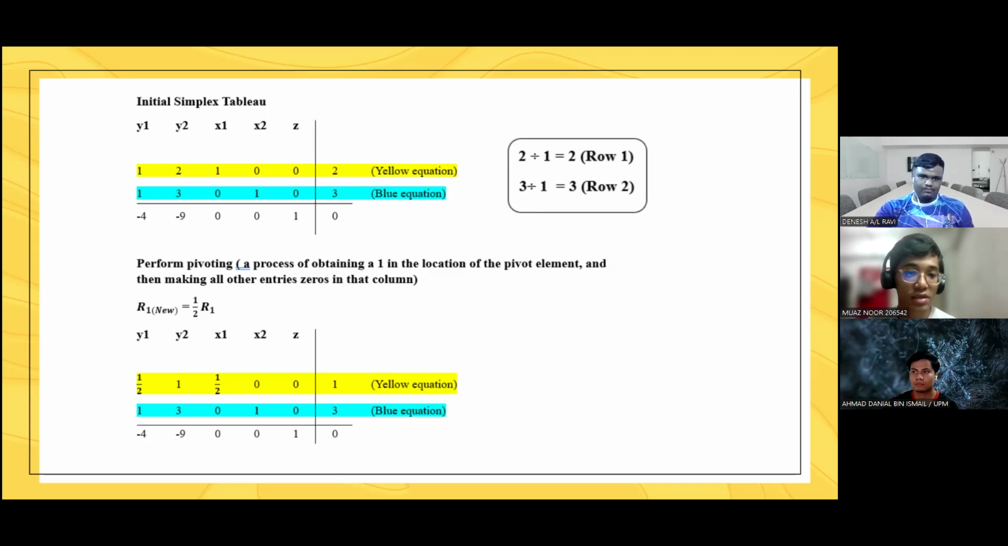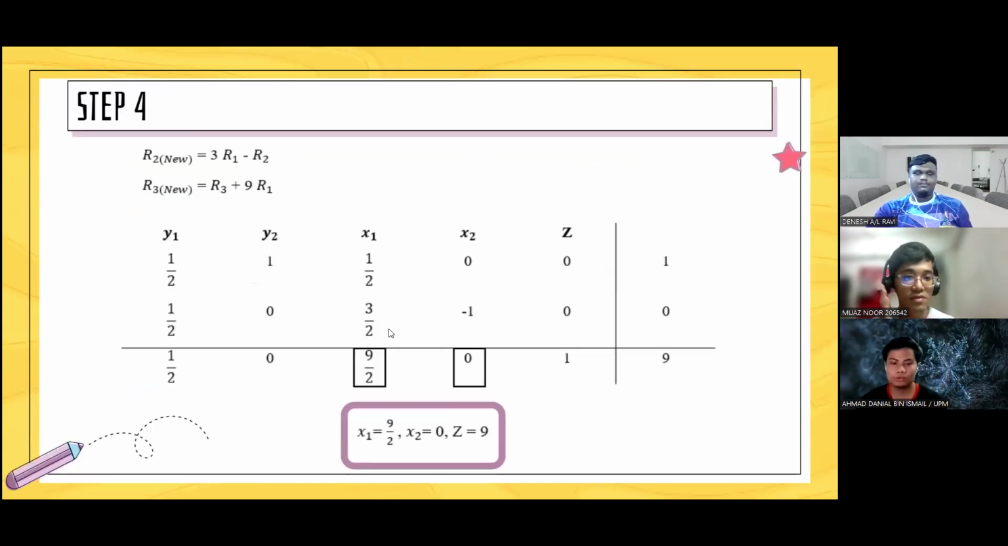So in order to make the yellow equation pivoting, we have to multiply all the values of the yellow equation with 1/2. And then you got the values as in the simplex tableau. Okay, so next I pass to Daniel.